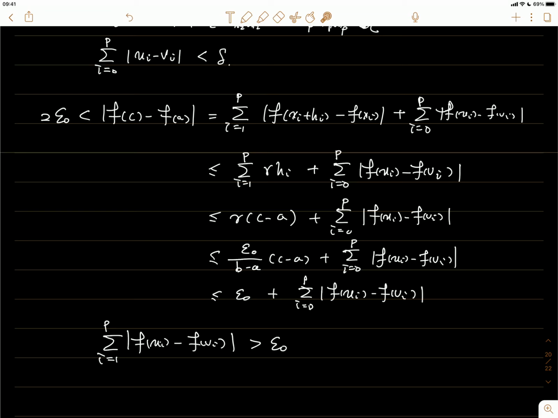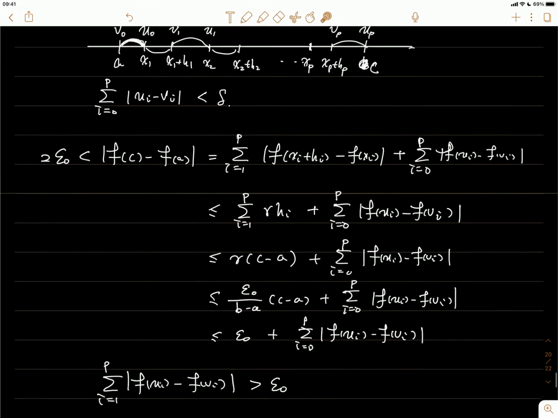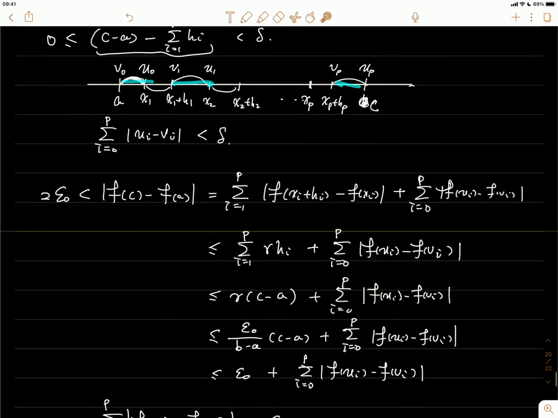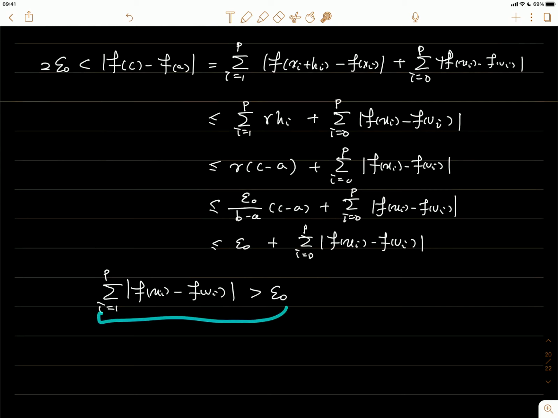Okay? For any epsilon 0, we found some delta such that the sum of these lengths is less than delta, and these intervals are disjoint, and eventually the sum of the differences is still greater than epsilon 0. Right? So that completes the proof.